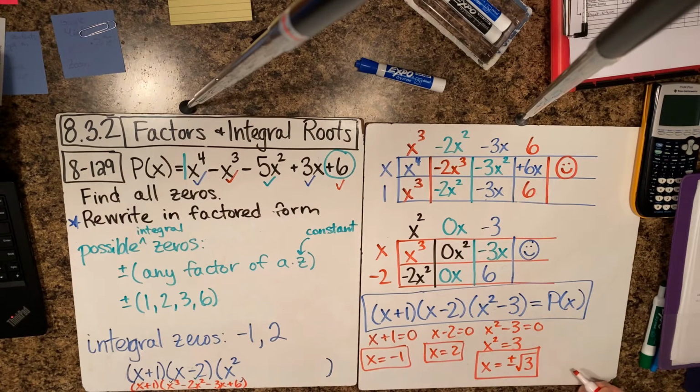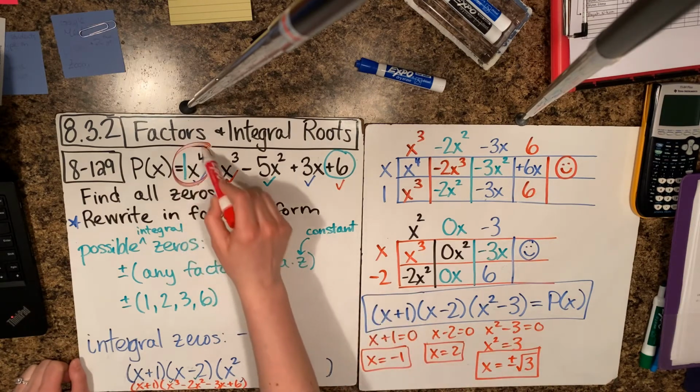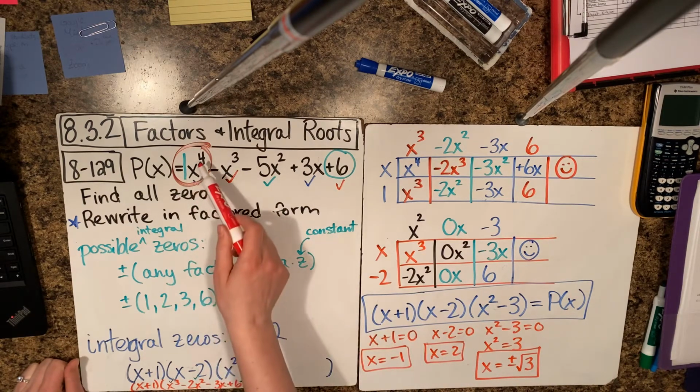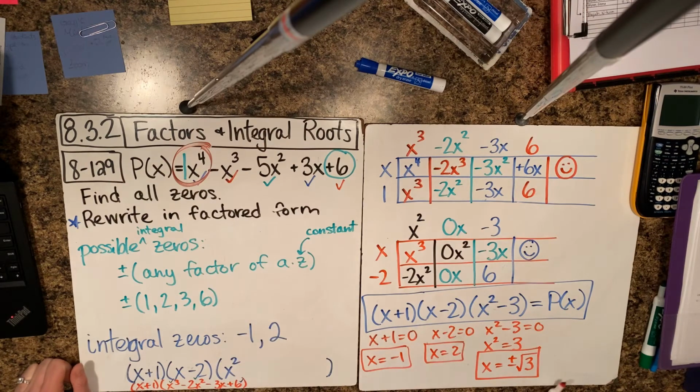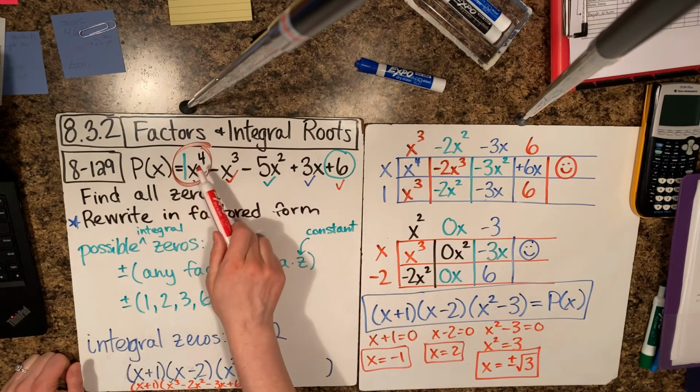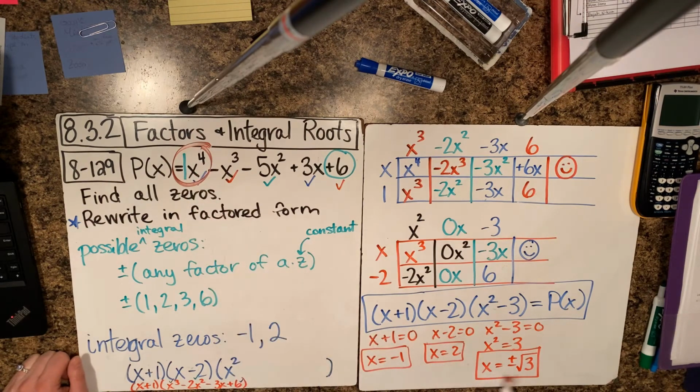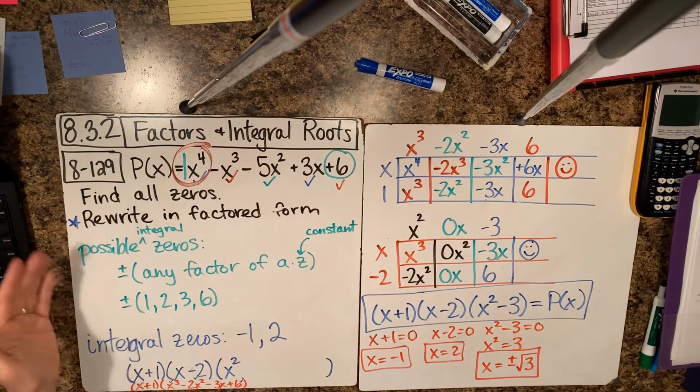Okay? And hopefully it makes sense to you that there are 1, 2, 3, 4 zeros because this was a 4th degree polynomial. If this is a 5th degree polynomial, you should have 5 here. This is a 12th degree polynomial, you should have 12 answers here. Okay? So that's the big idea for this lesson.